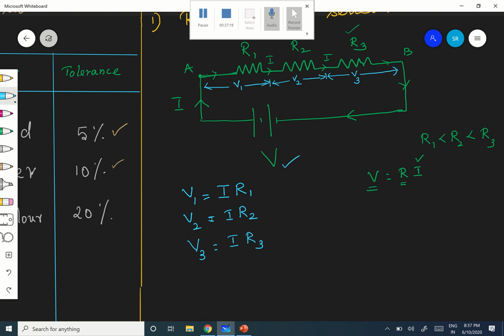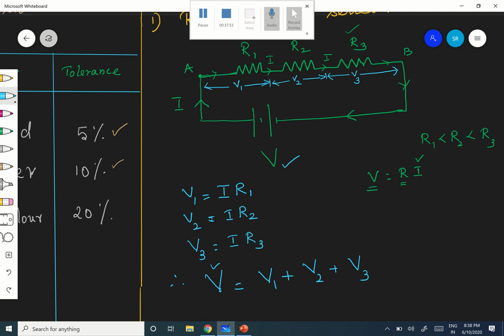Therefore, you can say V equals, what is between A and B? The three resistors are there. Across each and every resistor, the potential drop is V1, V2 and V3 respectively. If you add all the three, you will be getting V. Total potential difference across all the resistors is V, that is nothing but the sum of the potential drops across the individual resistances.